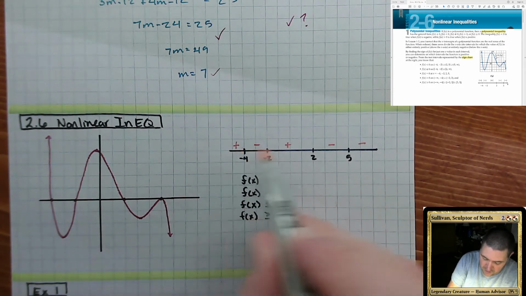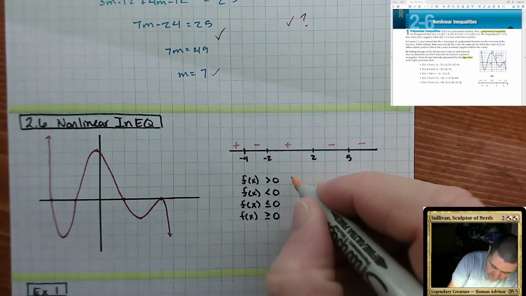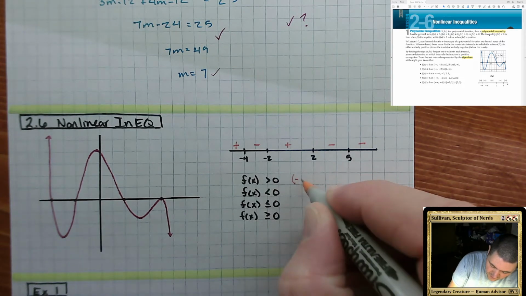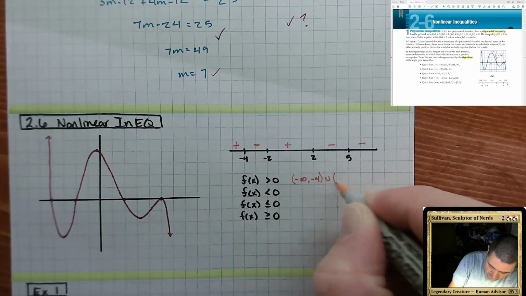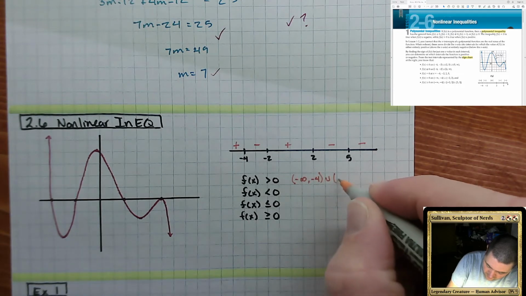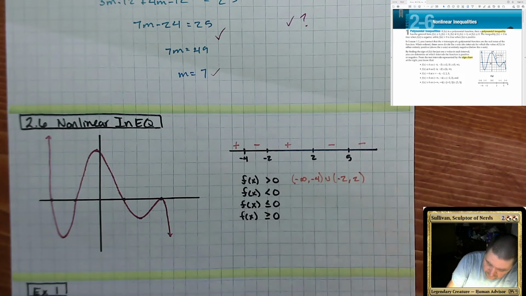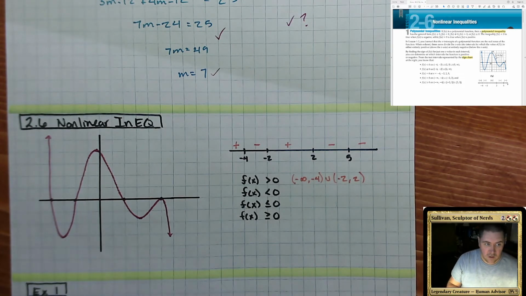Well, it happens anywhere it's positive. So I'll use my unions, negative infinity to negative 4, union, and negative 2 to 2. Okay? So specifically, here and here.